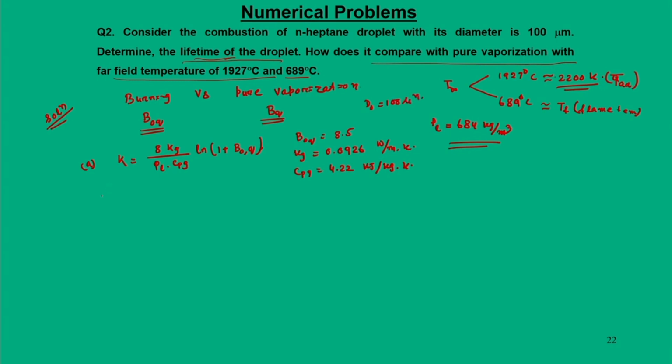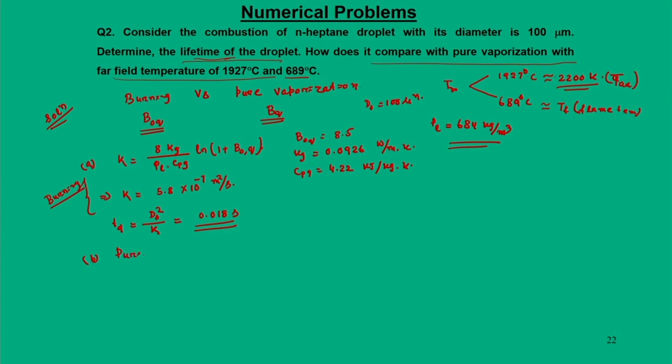Putting these numbers we can find K, or rate constant, as 5.8 into 10 to the power minus 7 meter square per second. Then subsequently we will find out droplet lifetime. Td will be d0 square by K, and this number is 0.018 second. First thing. Second part, pure vaporization. This is the part we say burning.